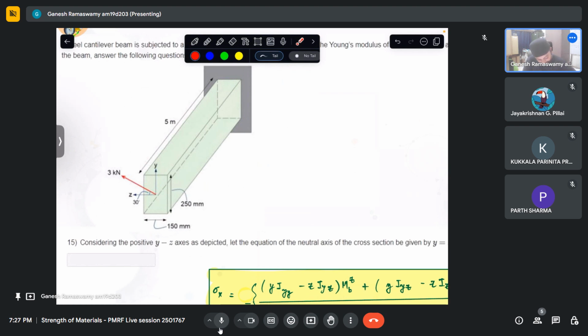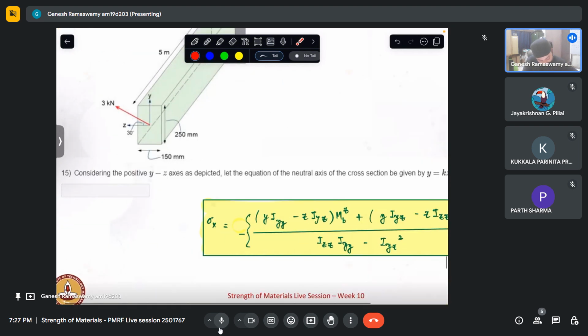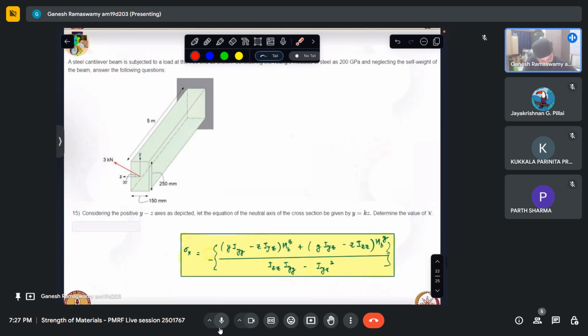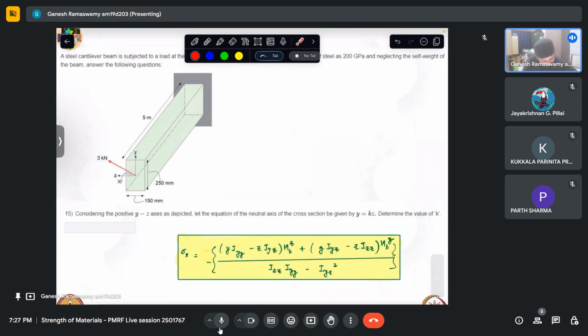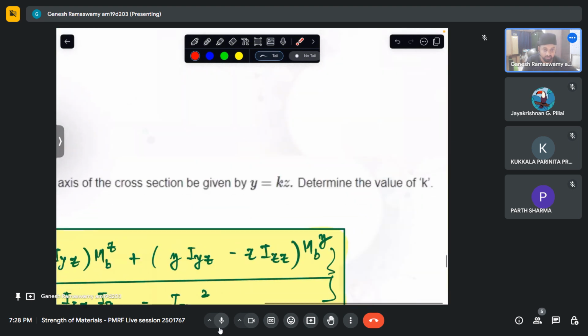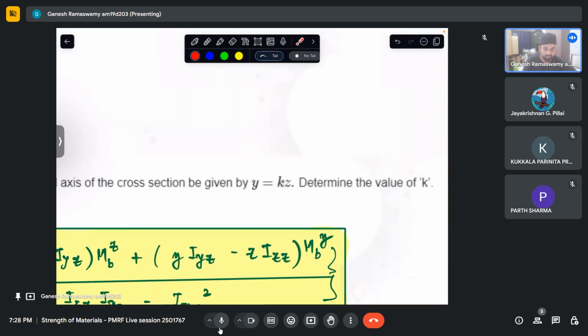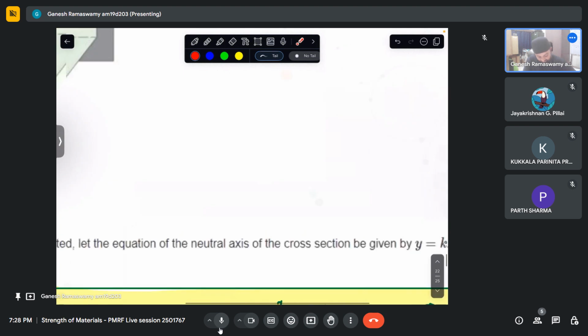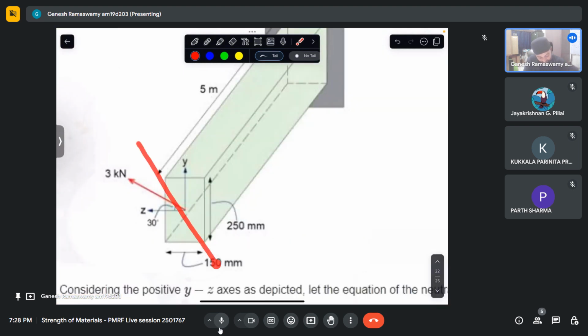So consider the positive YZ axis depicted and let the equation of the neutral axis of the cross section be given as y is equal to some constant into z. Determine the value of that constant is what is asked. Basically what they are asking is, we saw that there will be a line which can represent the neutral axis. So the equation of that line is what they are asking in the YZ plane.